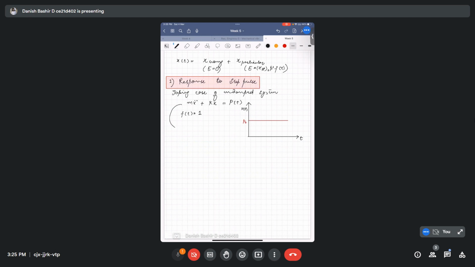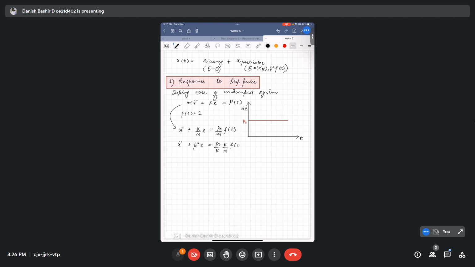So we can rearrange it the same way. We can write x double dot plus k by m of x is equal to, and again we are writing p of t as p naught f of t. Okay, so we write p naught divided by m f of t. Okay, so we can write the terms like x double dot plus p square x is equal to, I'm directly writing it here, p naught by k, by m f of t.